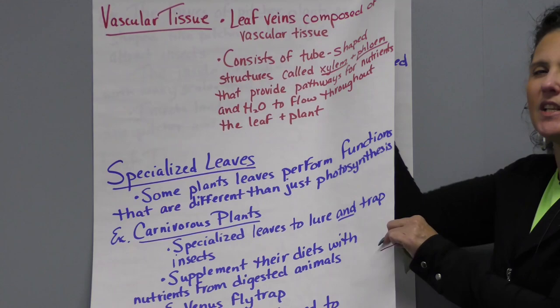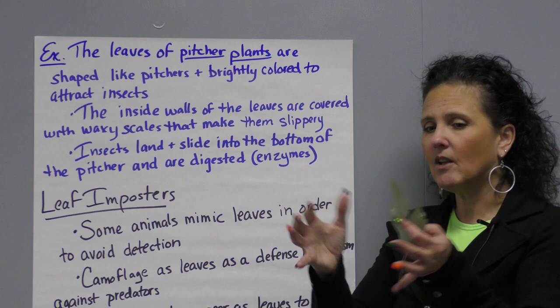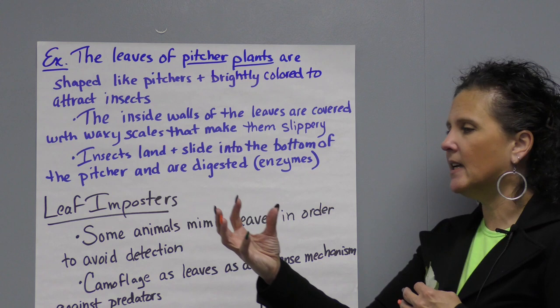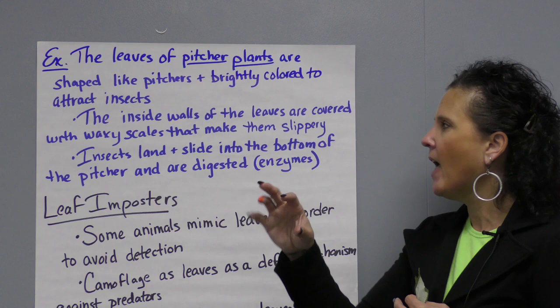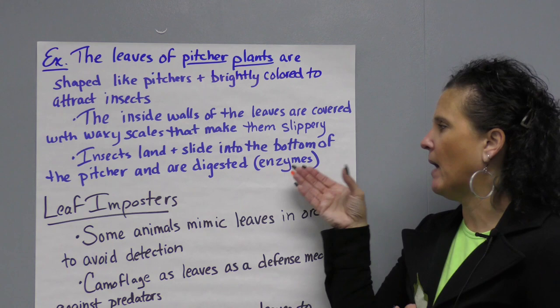Another example of leaves that are specialized are called pitcher plants, like a pitcher that you would put tea in or lemonade, and they're shaped like that, the leaves are, and they're brightly colored because the insects like bright colors. So it gets the insect in, and then the inside walls of those leaves have like waxy scales on them, and that makes them super slippery, and the flies, or whatever insect it is, goes to the bottom and get trapped there. And once they're trapped there, then they are digested by those enzymes. So that's just sort of an idea of specialized.